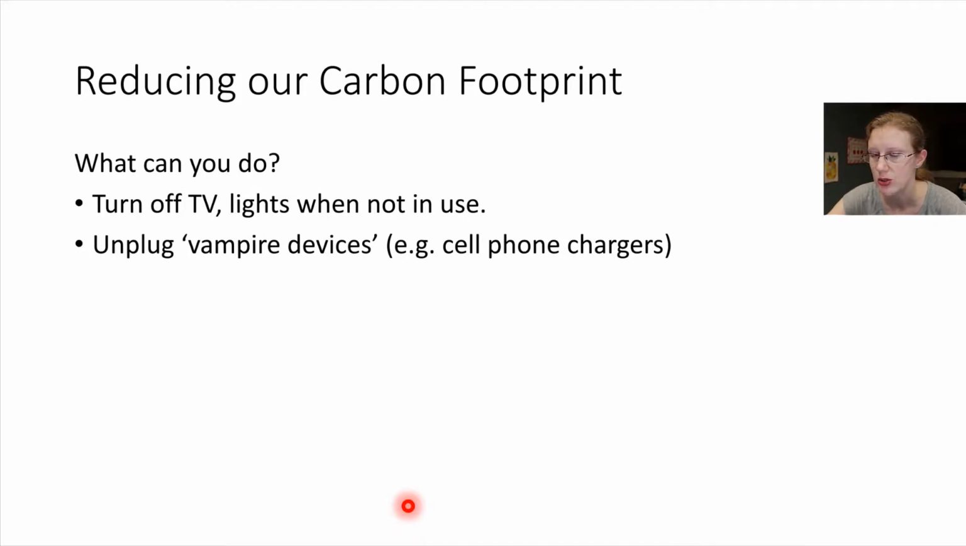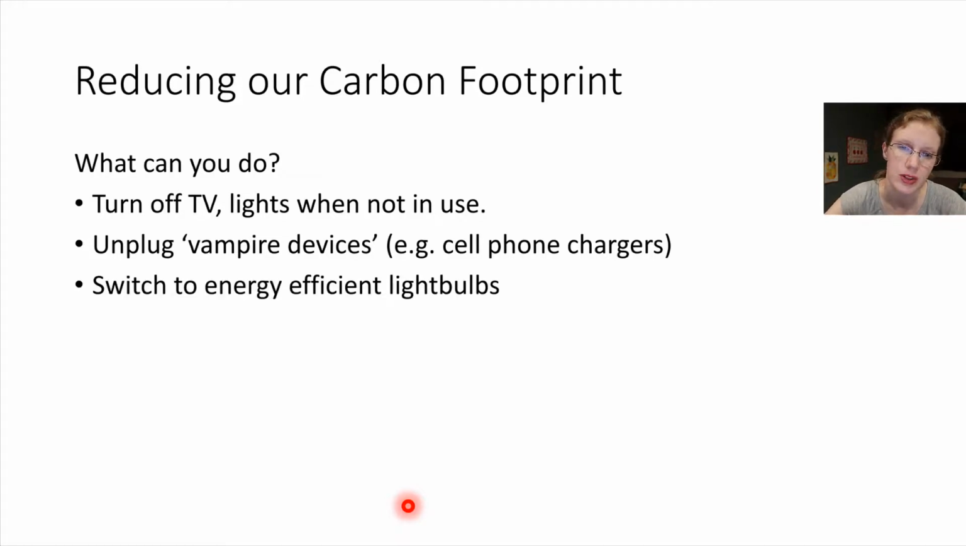You can also do things like increase energy efficiency. So the energy that you do use, use technology that makes the most efficient use possible. So a good example of this would be switching to LED light bulbs, energy efficient light bulbs in your house. They're more expensive upfront, but over time that cost pays off because they're using less energy over time. So you get that money back in the long term.